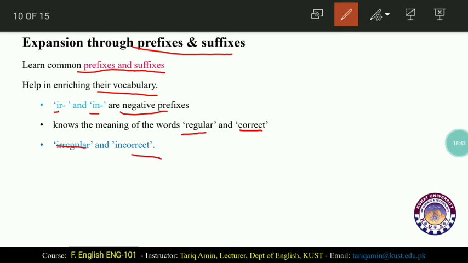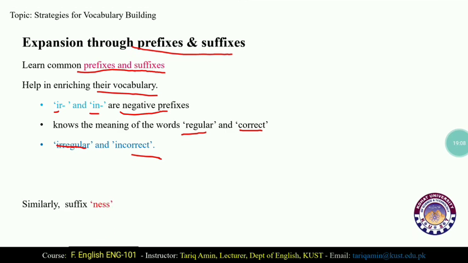You know the meaning of the root word regular, you know the meaning of the root word correct, and you attach the prefixes IR to regular and IN to correct. If you know the words regular and correct, and you know the prefixes IN and IR as well, you would be able to guess the meaning of irregular and incorrect.